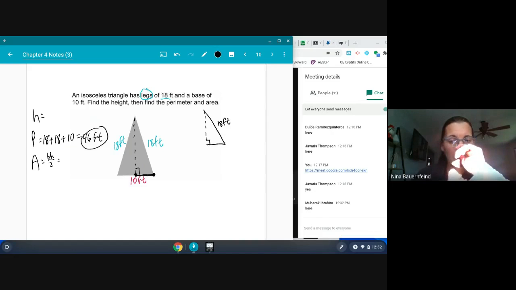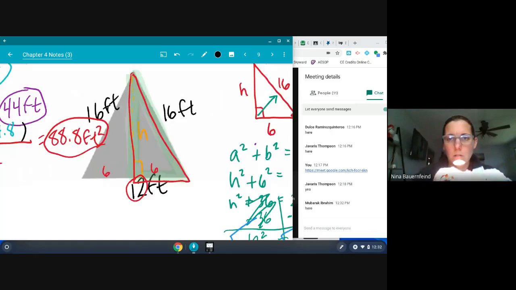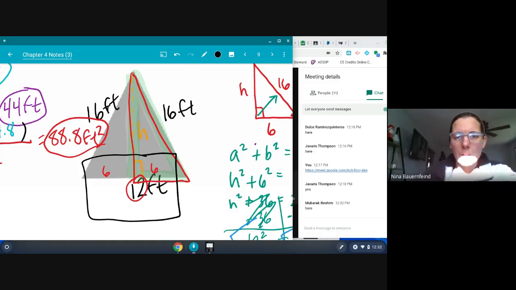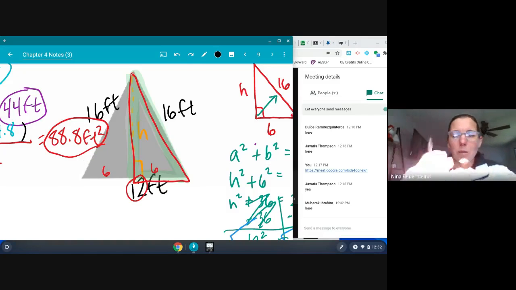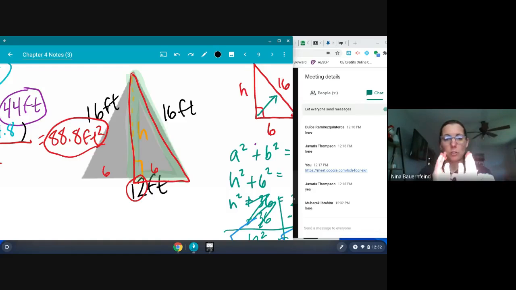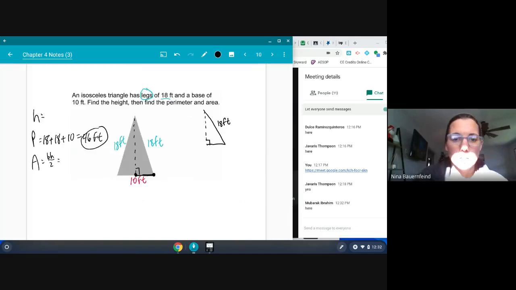Okay. So that must mean you guys are a little bit confused about where this came from. What we did here is we split this big gray triangle into 2 smaller triangles. And we basically did cut this in half. 12 divided by 2 is 6. So we went 6 and 6. So here what we need to do is split the 10 in half. 10 divided by 2 is 5 and then 5.